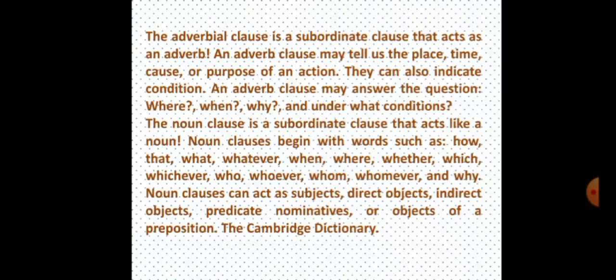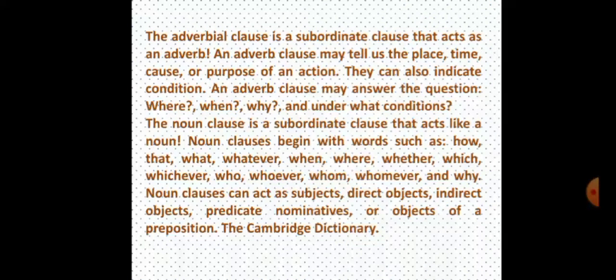The adverbial clause is a subordinate clause that acts as an adverb. An adverb clause may tell us the place, time, or purpose of an action. They can also indicate condition. An adverb clause may answer the questions where, when, why, and under what conditions. The noun clause is a subordinate clause that acts like a noun. Noun clauses begin with words such as how, that, what, whatever, when, where, whether, which, whichever, who, whoever, whom, whomever, and why. Noun clauses can act as subjects, direct objects, indirect objects, predicate nominatives, or objects of a preposition.